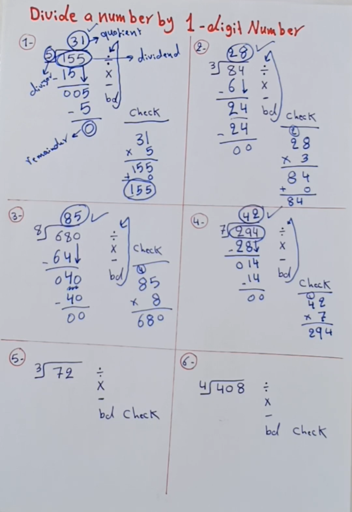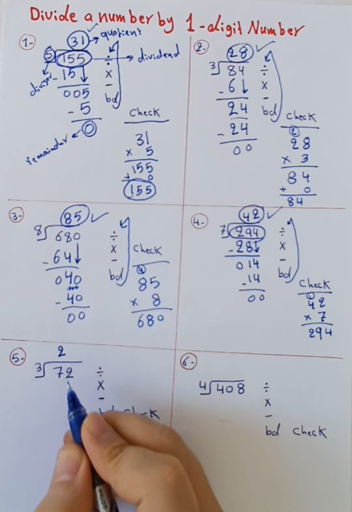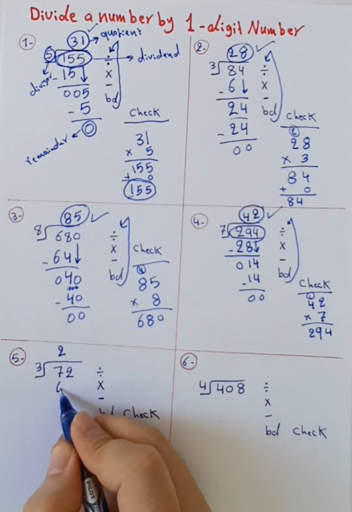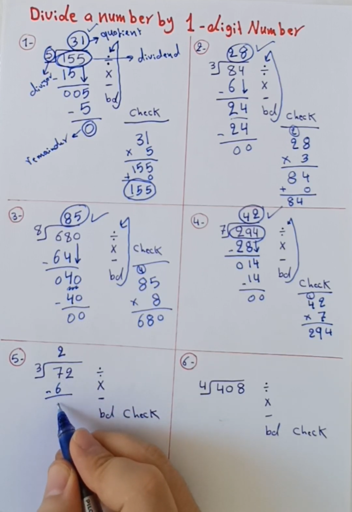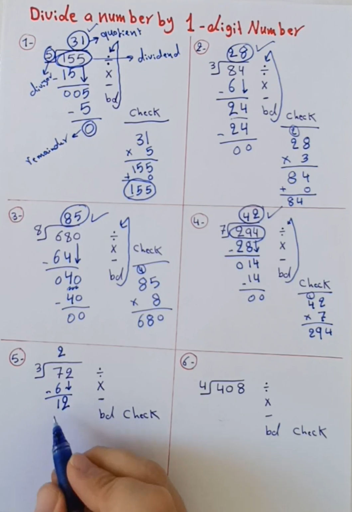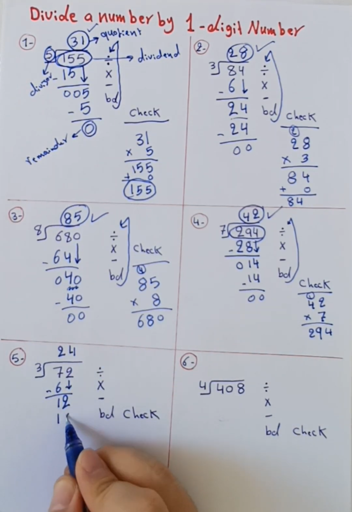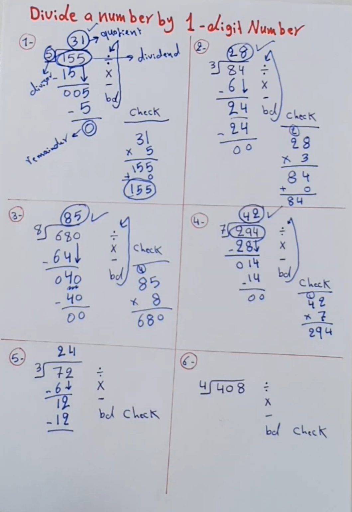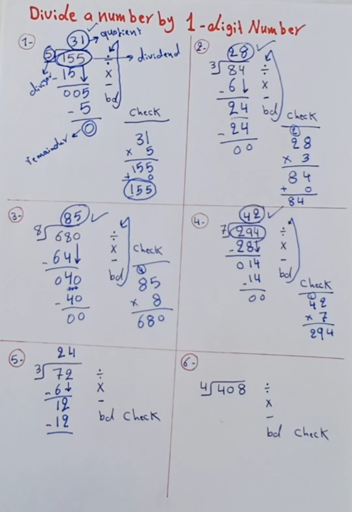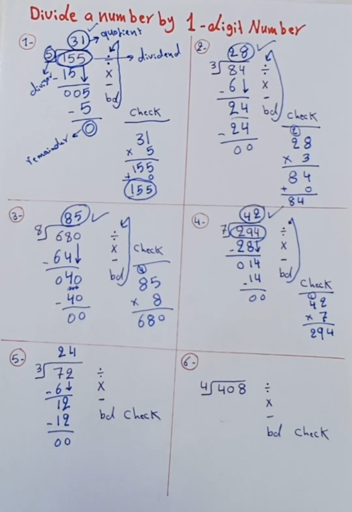Example number 5. We have 72 divided by 3. 7 divided by 3 is 2. 2 times 3 is 6. 7 minus 6 is 1. We have to bring down 2. Now we have 12. 12 divided by 3 is 4. 4 times 3 equal to 12. And then we have to subtract. 2 minus 2 is 0. And 1 minus 1 is 0.